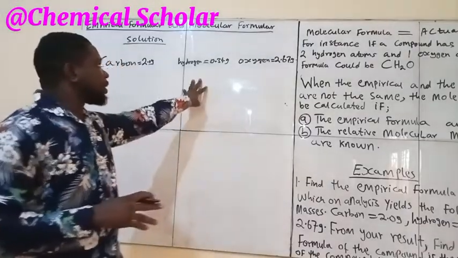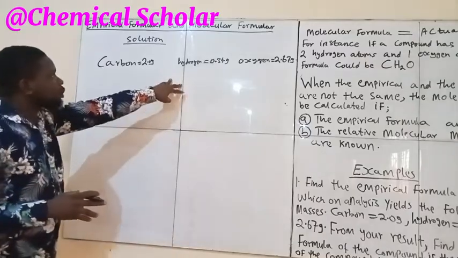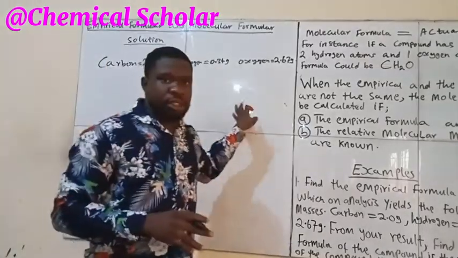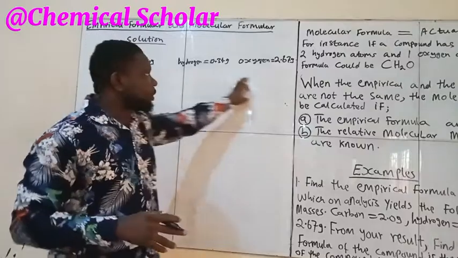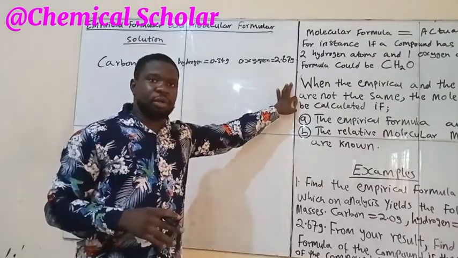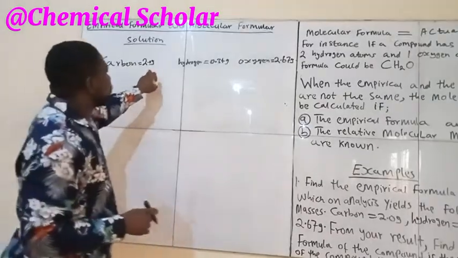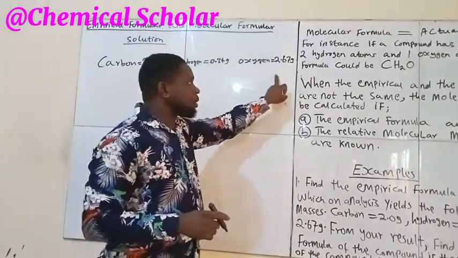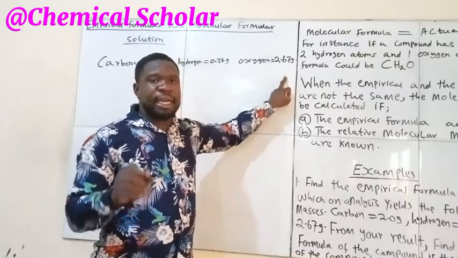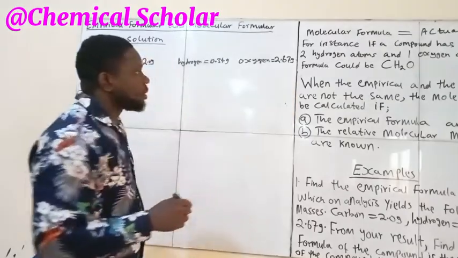So for us to find this, we need to find the simplest ratio of all this so we can find the empirical formula. Okay? So what are we going to do? We are going to divide each of them by their relative atomic masses.